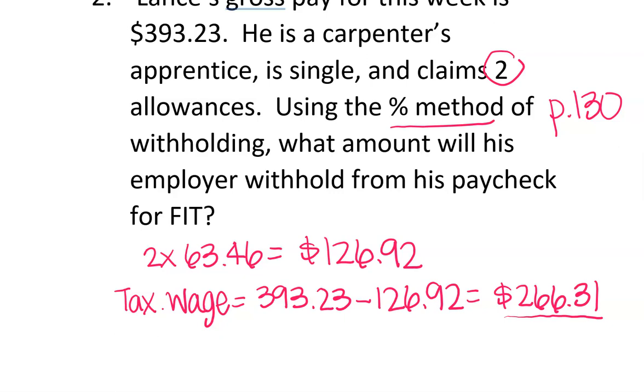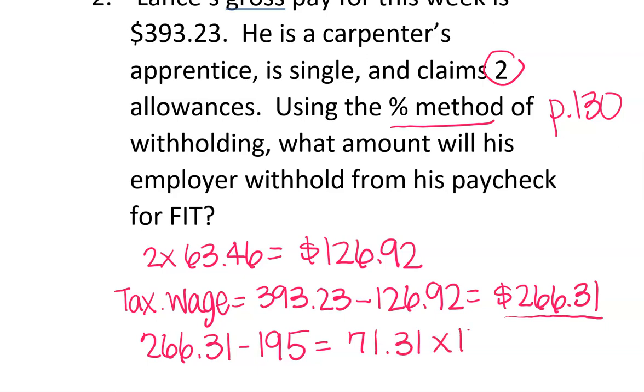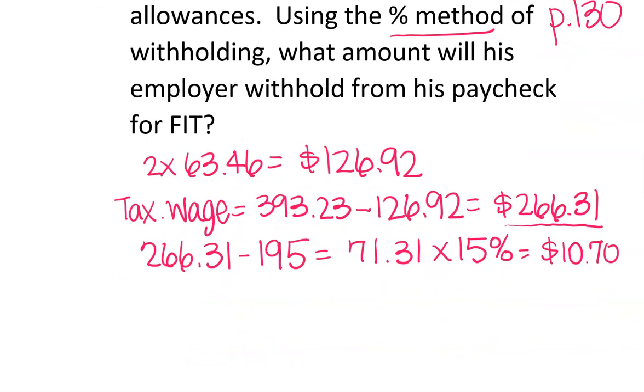So what we're going to do is take $266.31, subtract $195 from it, $71.31, and we need to take 15% of that. So $10.70. Okay, so the tax that this person is going to pay is $10.70 plus $14.40, which would be $25.10.